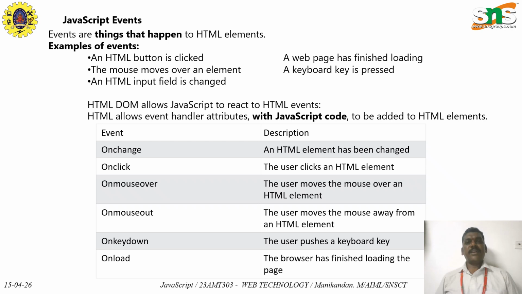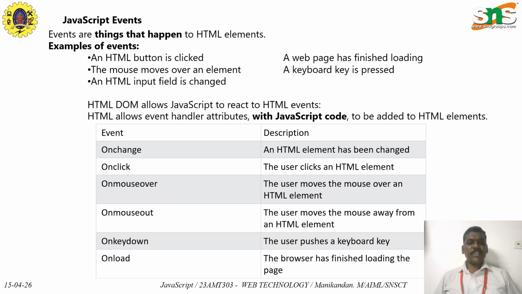Basically, in our system, we mainly have two types of events: mouse events and keyboard events. The HTML DOM allows JavaScript to react to HTML elements. It allows event handler attributes with JavaScript code to be added to the HTML element.